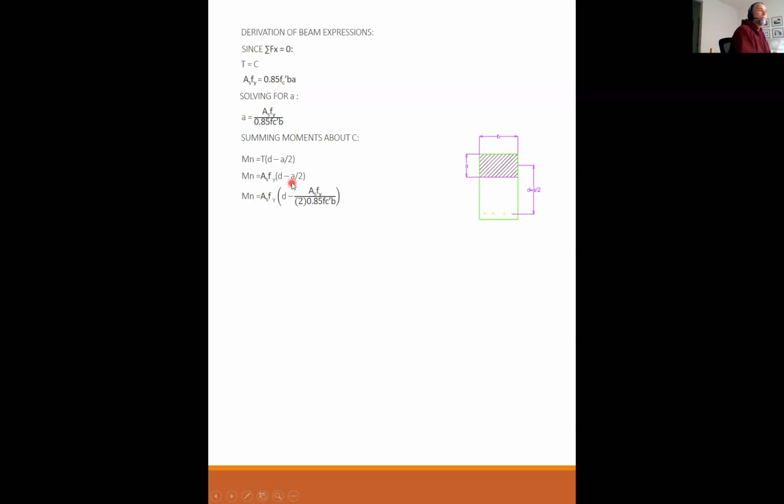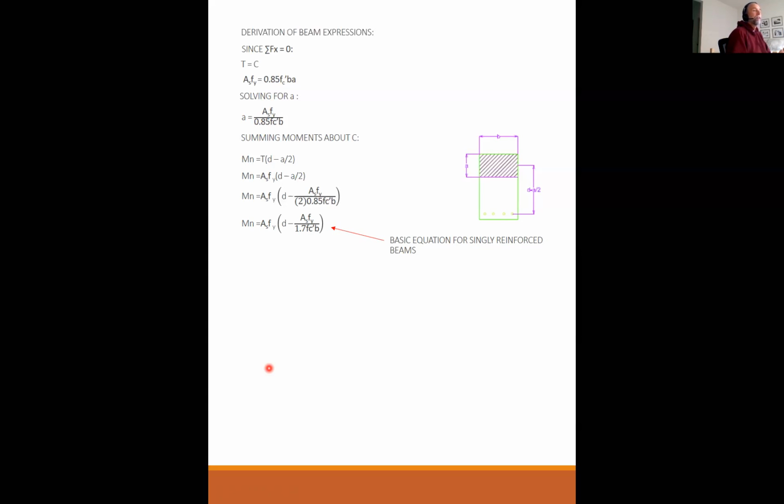And I can substitute for a this expression here. So Mn is equal to AsFy times d minus AsFy over 2, because that was a over 2, times 0.85 f'c b. And finally, we get to the nominal flexural capacity: Mn is AsFy times d minus AsFy over 1.7 f'c b. This is what's known as the basic equation for singly reinforced beams. So this is your check.